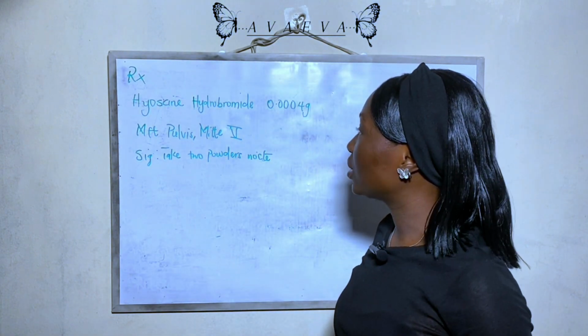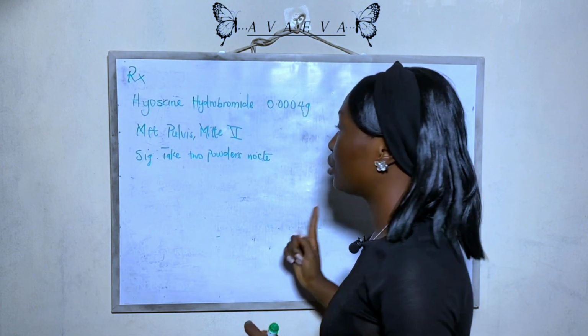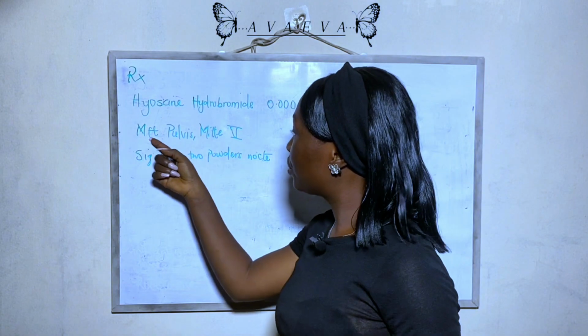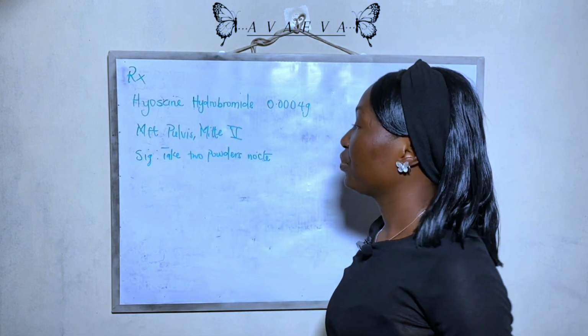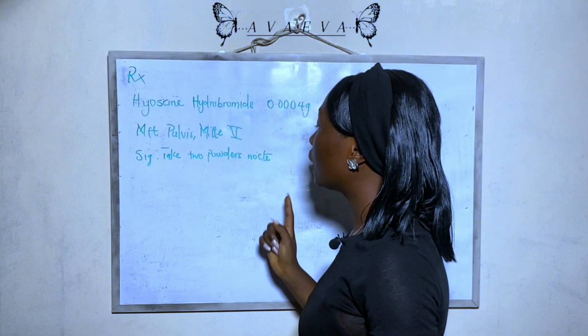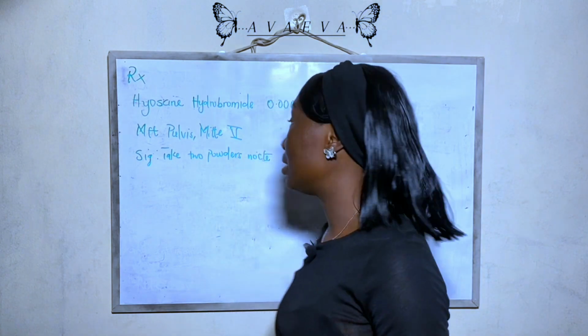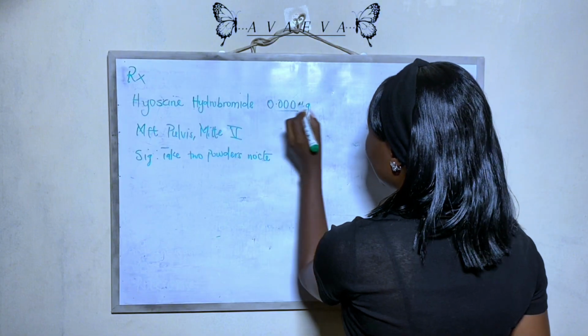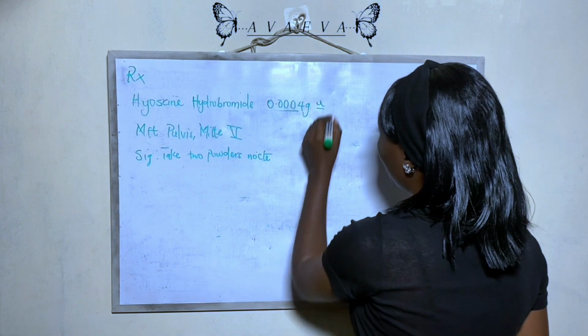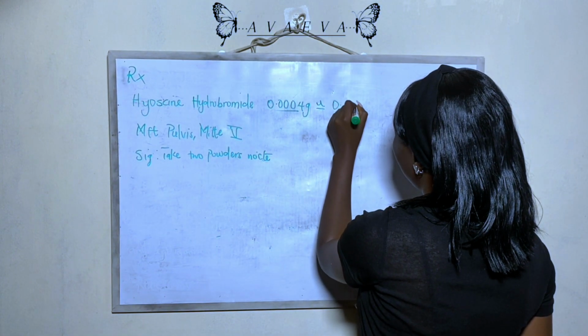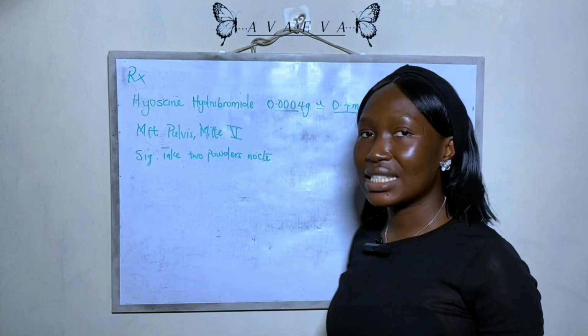Here we have hyoscine hydrobromide 0.0004 grams. Then we have MIP, Bovis, we have MIT 5. Then we have SIG, take 2 powders Nocte. Now, the minimum weighable in a class A balance is 50 milligrams. If you convert this to milligrams, you are going to have 0.4 milligram. Hence, you know that this cannot be weighed in your class A balance, and as such, you're going to need to titrate.